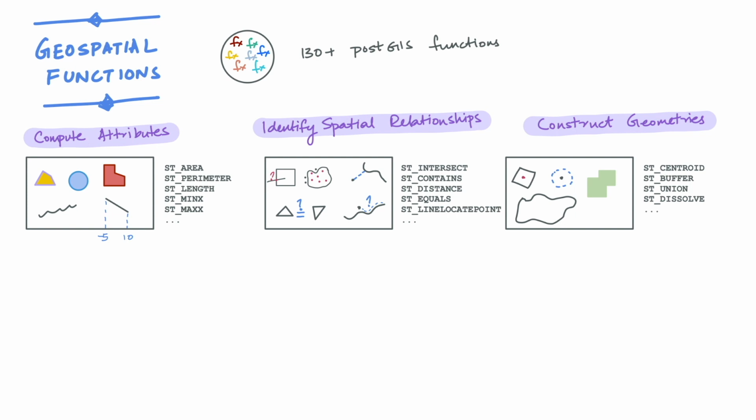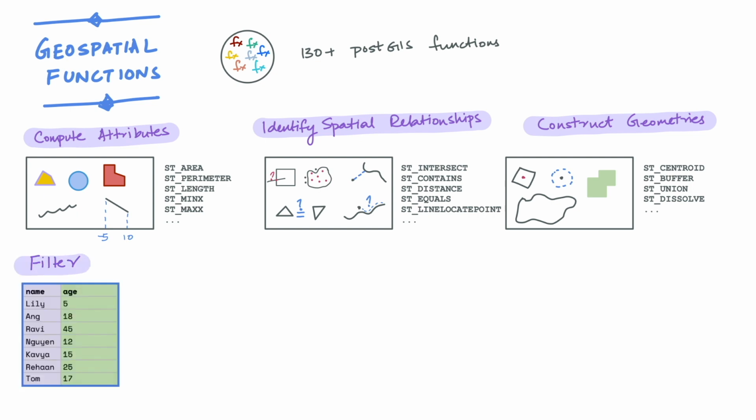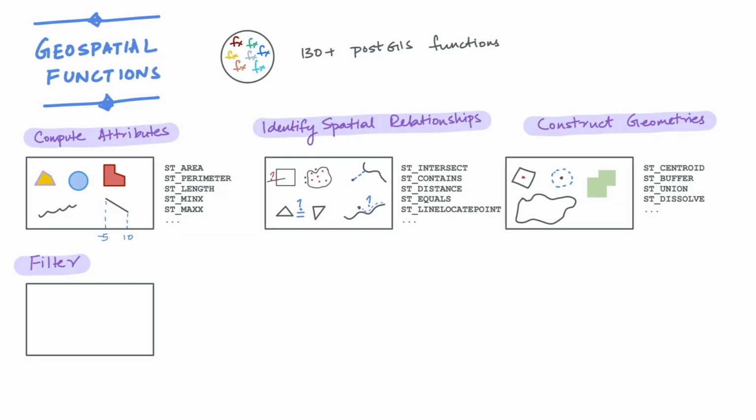In this video, we will cover a few common analytical use cases that can be performed using geospatial functions. The first one we will look at is filtering data. Filtering is a very common analytical operation that is used to identify records in a table that meet a particular criteria.